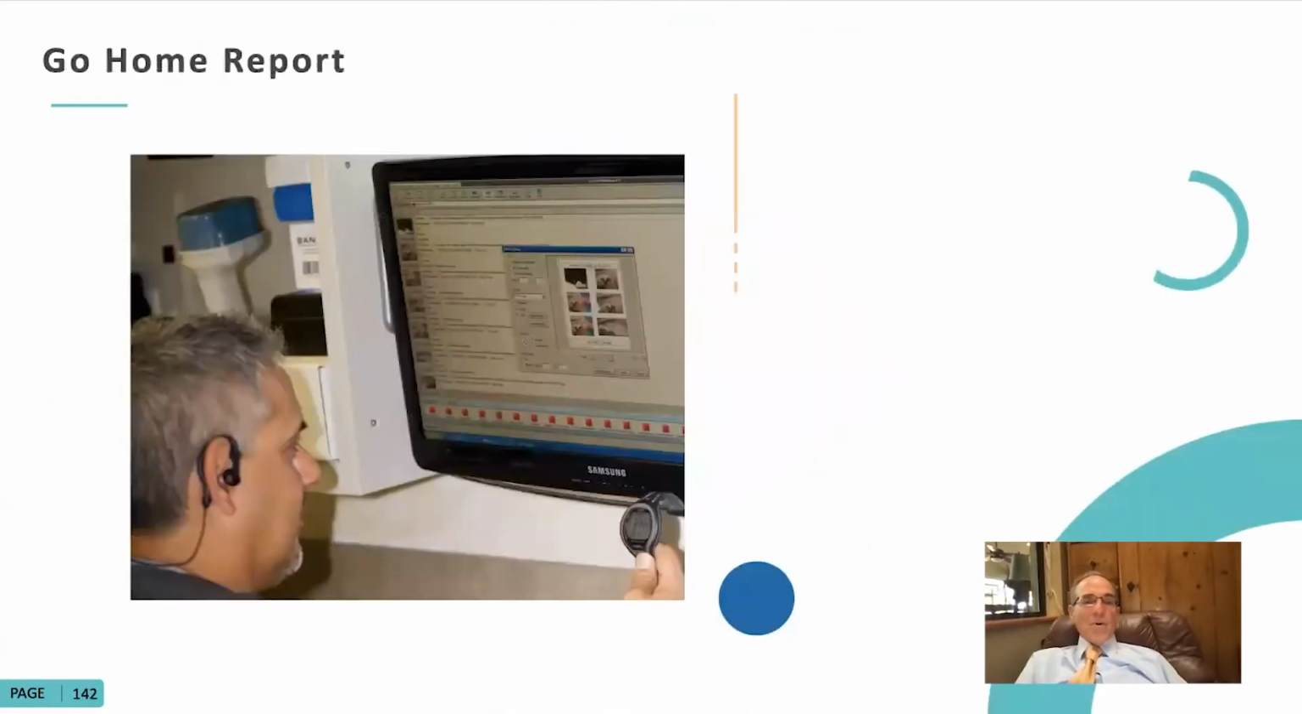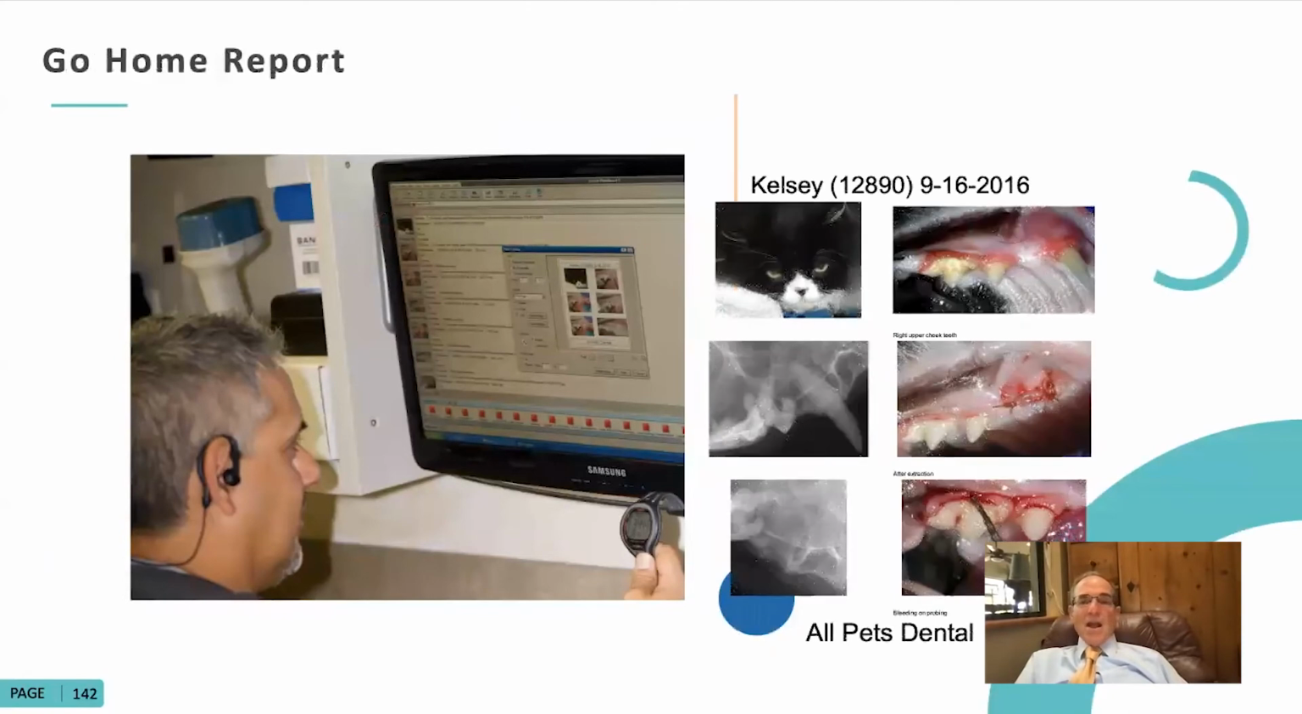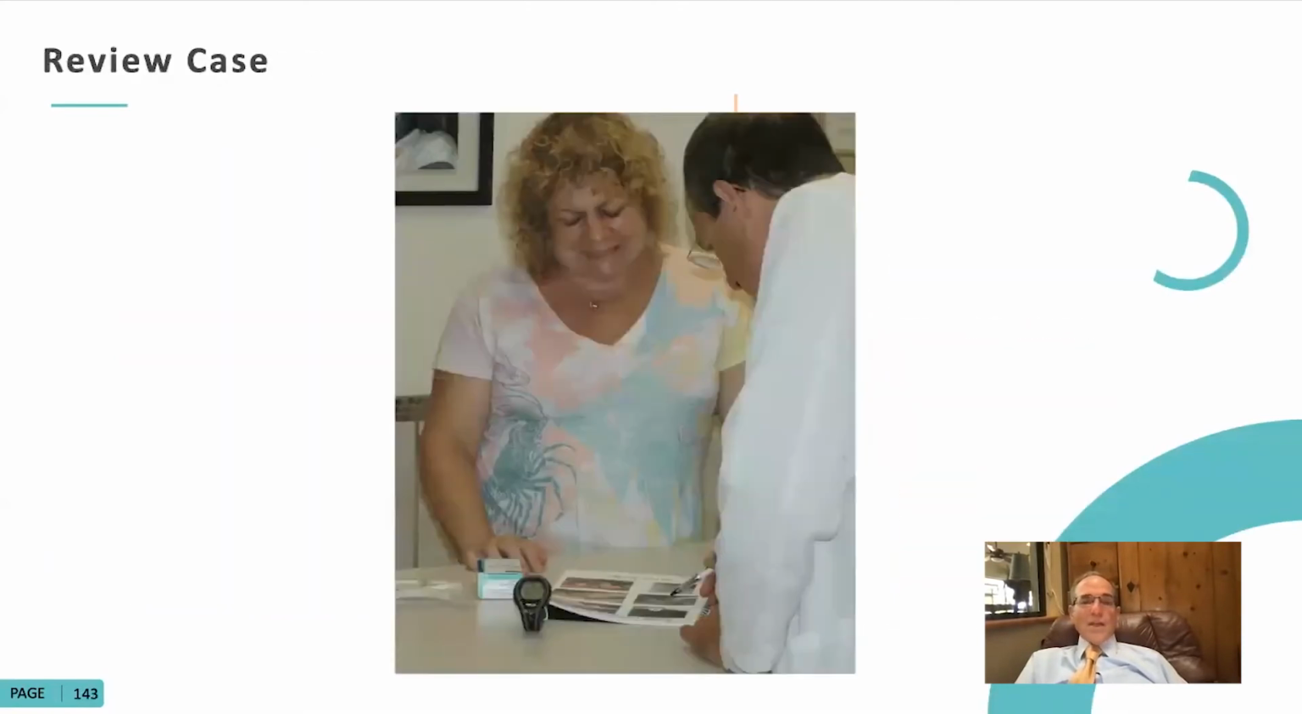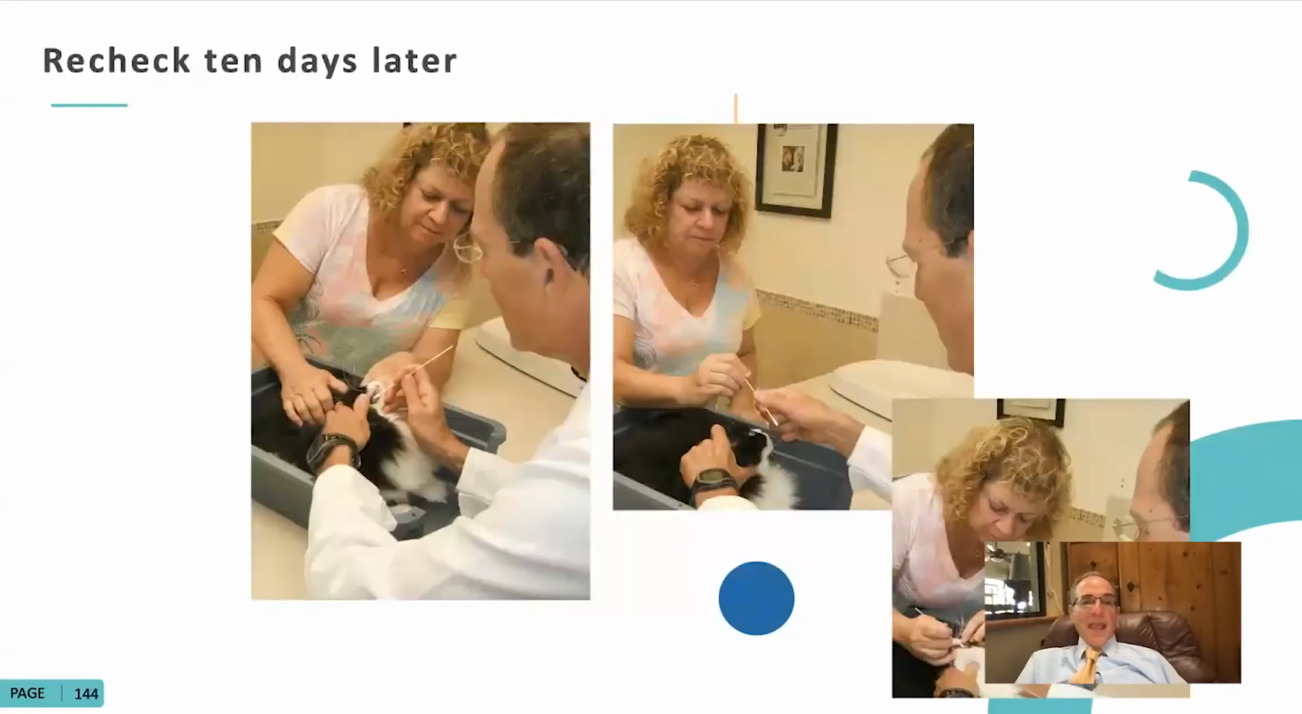We prepare a report for the client, and when the client goes home, we review what was done that day. And then we have the client come back a week later to show them how to perform home care. We don't show them the same day of surgery because it's kind of painful for the cat, but a week later they're good. And then not only do we show the client how to perform home care, but we put the Q-tip in the client's hand and let them show us that they know where to apply the tuft.